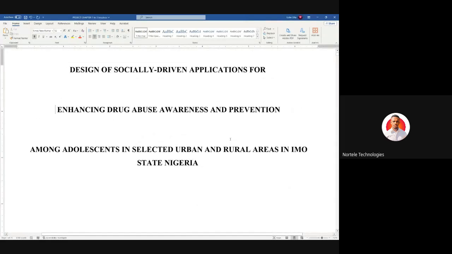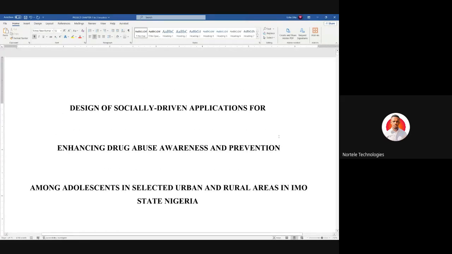So please, can we all see my screen so that I can explain this? Yeah, I'm seeing it. Okay. All right. So you see, this is design of socially driven applications for enhancing drug awareness and prevention among adolescents in selected urban and rural areas in Imo State. This is a topic. Sorry, you say what? Mute your mic now, please. It's a long topic. If it's a long topic, it's normal. It's nothing wrong with it.